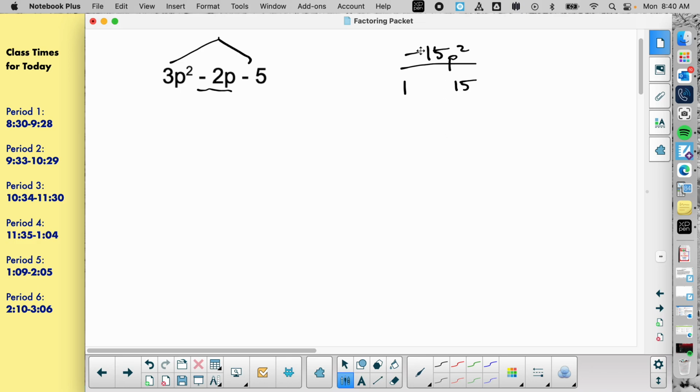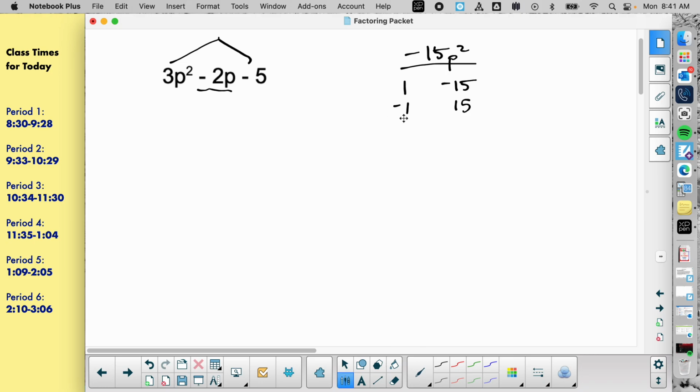Now a negative 15 needs one of the two numbers to be negative. So I'm just going to choose one of them to be negative. And then on the next line, I'm going to write the other version. Okay, now both of these pairs, neither one of them adds up to 2. Okay, so I know I need to keep going.